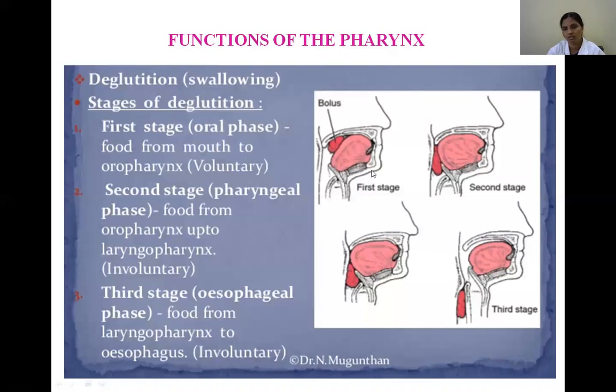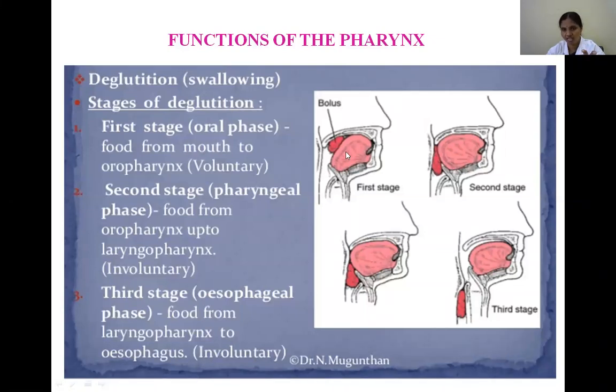So what happens during the first stage? Once the food is accumulated in the oral cavity, after chewing, it forms a bolus, and that bolus is accumulated between the tongue and hard palate. So the food is imprisoned between the dorsal surface of the tongue and the hard palate. So how does this bolus move into the pharynx? By means of two important muscles. The first important muscle is the mylohyoid. So by the contraction of the mylohyoid, what happens? This food is imprisoned here.